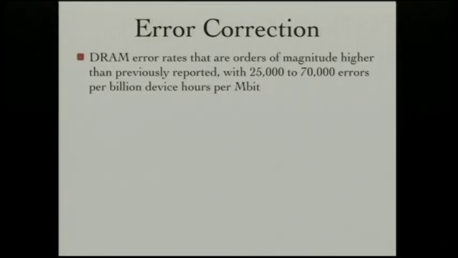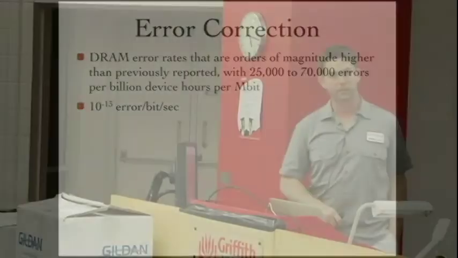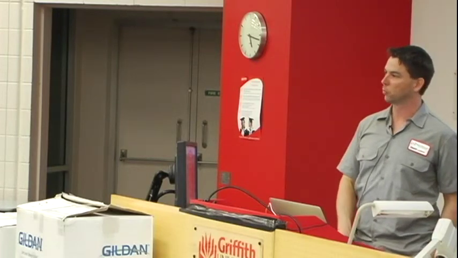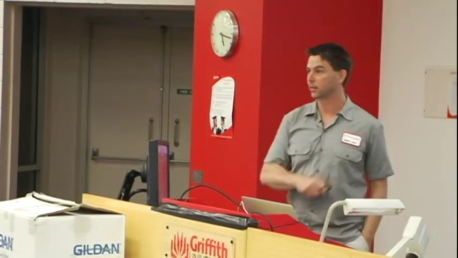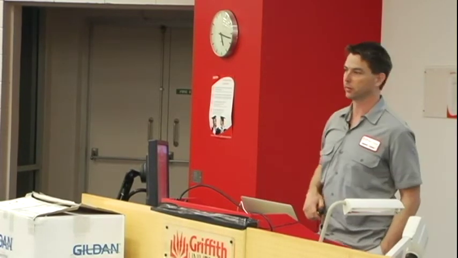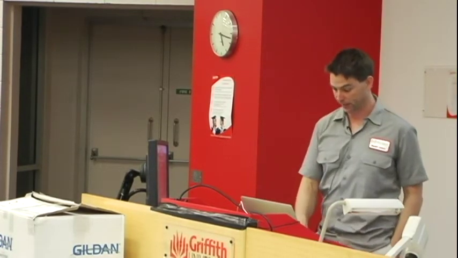There's a trade-off though, because quantum computers are incredibly sensitive to errors. This is from a paper that Google published, where they looked at the DRAM error rates in their clusters, and they found something like 25 to 70,000 errors per billion device hours per megabit. If you work that out, it's something like 10 to the minus 13 errors per bit per second. So that's a pretty slow error rate, telling you that classical memories are incredibly well engineered. Each bit fails with a mean time between failure of 10 to the 13 seconds.